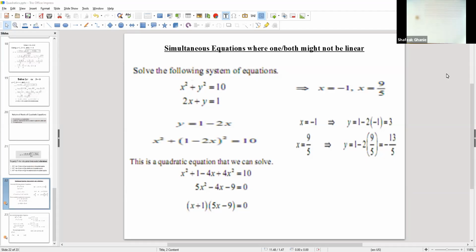Now that we have done quadratics, we can tackle situations where you have a pair of simultaneous equations and one or more of the equations might not be linear. And that's what we have here. So let's look at a few examples.